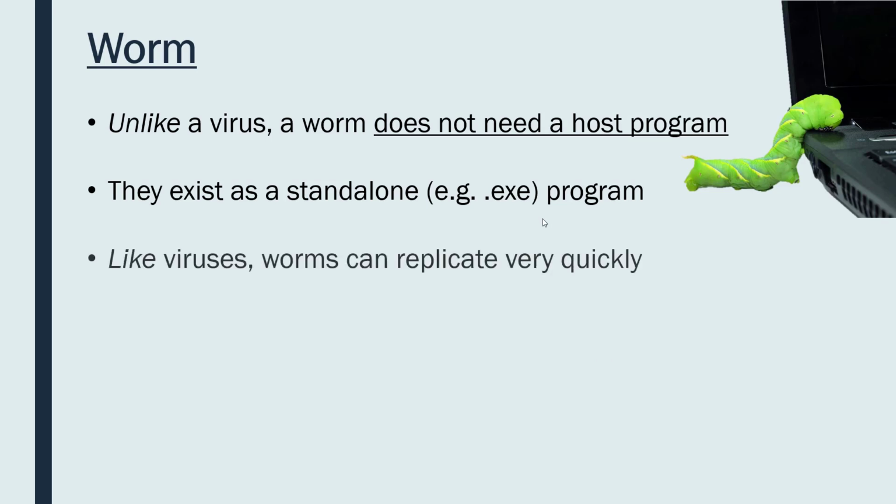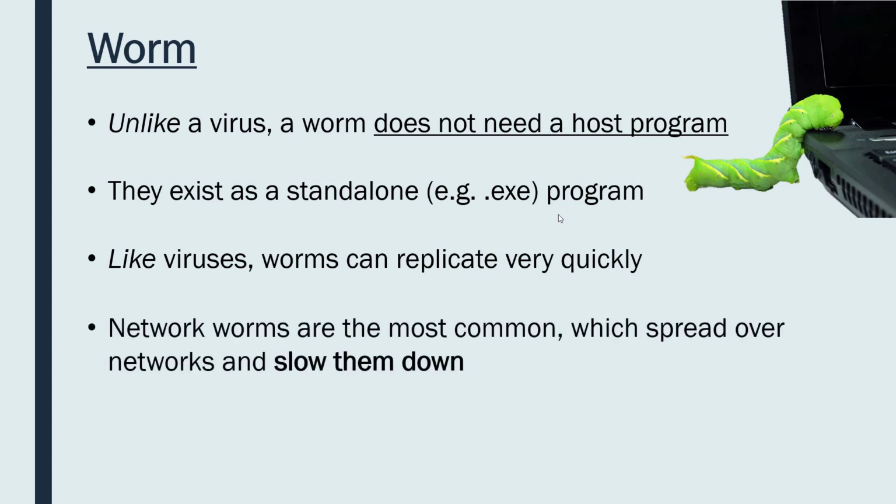So that's the key difference, but worms are similar to viruses in that they can also replicate very quickly. It's how the malware can spread, by copying itself, and in this case, copying itself into other standalone programs, not inside other programs. So a worm can spread just on one single computer, but network worms are the most common, which means they can spread over networks and slow the networks down.